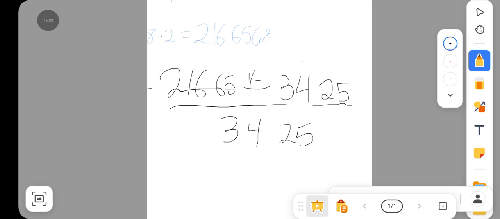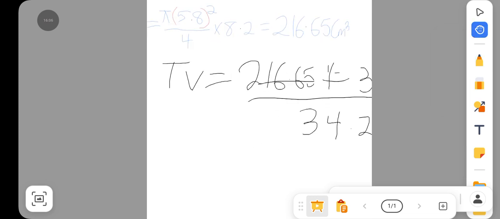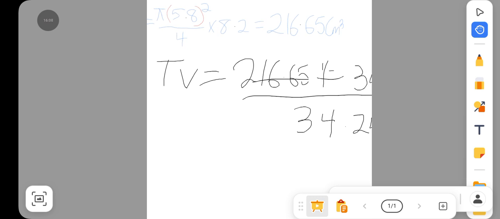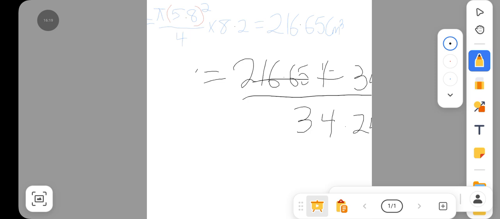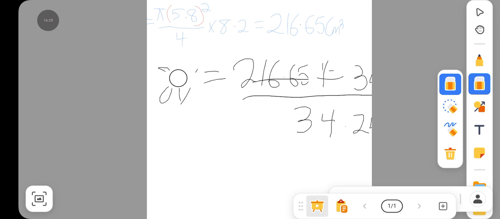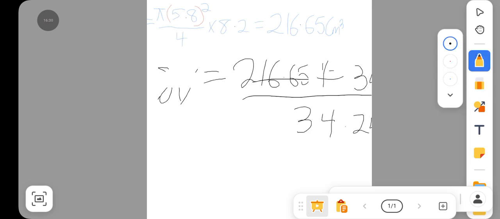Everything here is going to give us our compression ratio. So what is on top is our total volume, then what will be under is our clearance volume. So therefore everything here is going to give us the compression ratio, this here, which is this. So that is it for that.